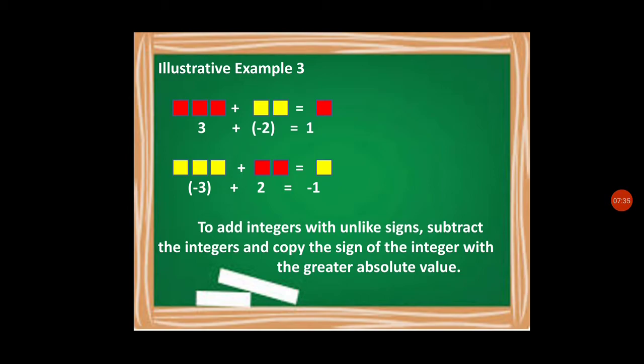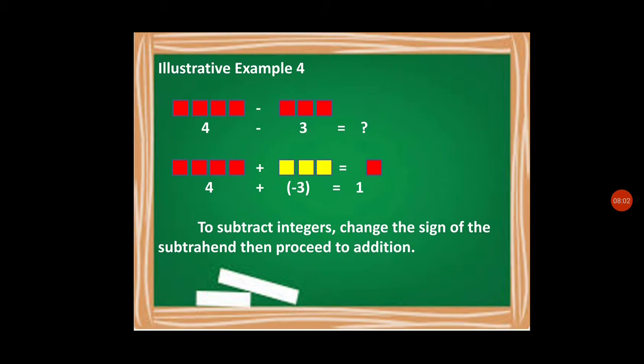So 3 yung mas mataas kaysa doon sa 2. Therefore, yung sign ni 3 ang gagamitin. So for number 2, negative 3 plus 2 is equal to negative 1. So 3 minus 2 is equal to 1. Since mas malaki yung absolute value ni 3, yung sign niya ang gagamitin natin. So that would be negative.